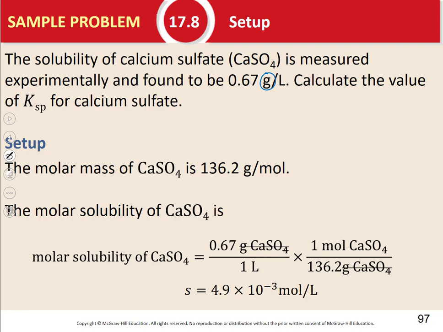Divide by the molar mass. Good. So first of all, we're going to take this solubility and divide by the molar mass. The molar mass of calcium sulfate, if you add up a calcium, a sulfur, and 4 oxygens, is 136.2. So we divide by it, and we get 4.9 times 10 to the negative third moles per liter, and that is our S.